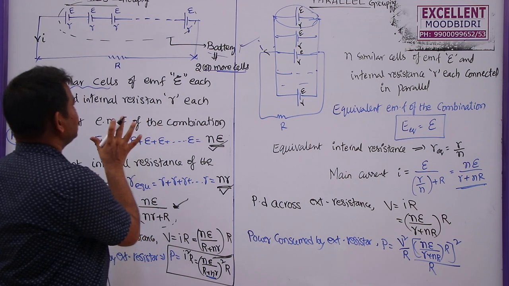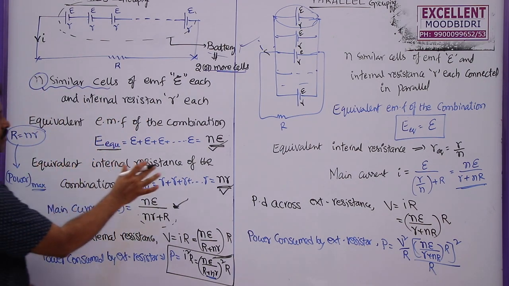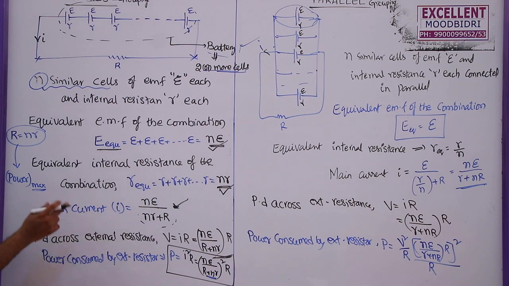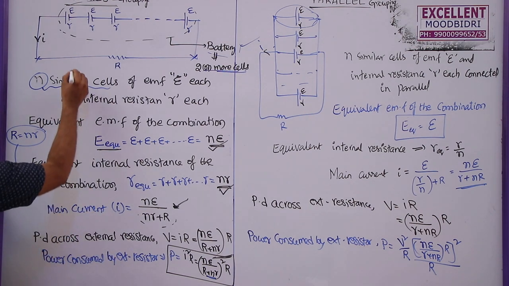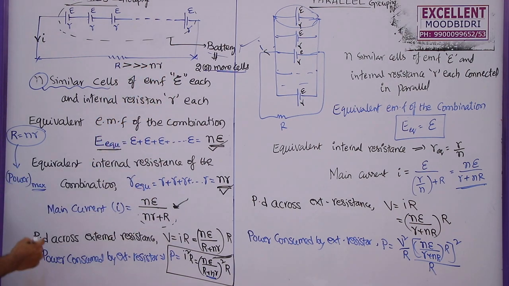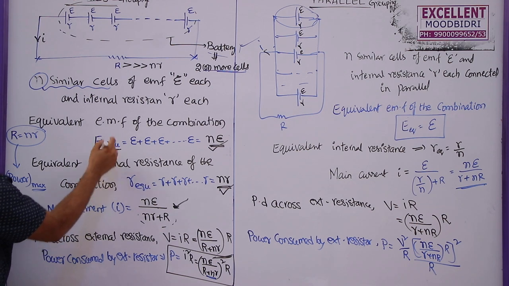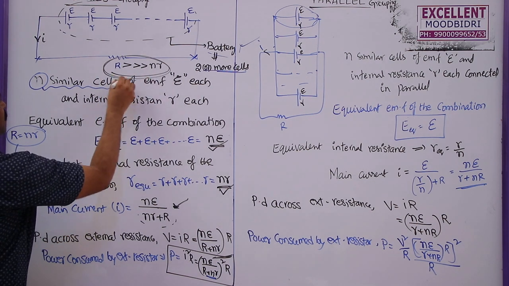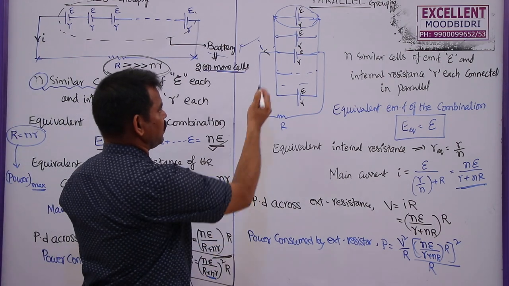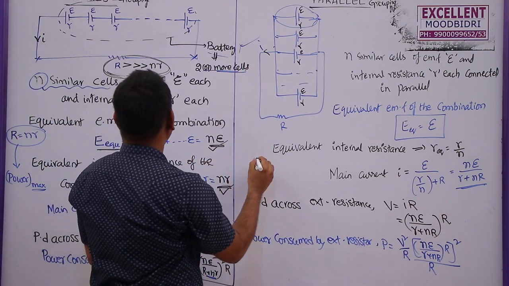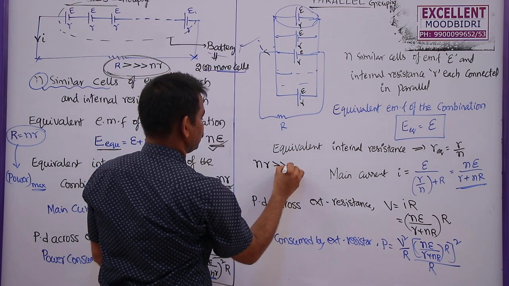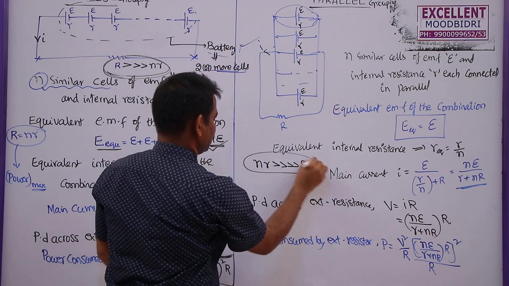Now, when is the series combination helpful for us and when will we use the parallel combination? The series combination is helpful only if the external resistance capital R is much greater than the total effective or equivalent internal resistance. So the series combination is useful if the external resistance is greater than nr. But what about this one? The parallel combination is useful if nr is greater than capital R.